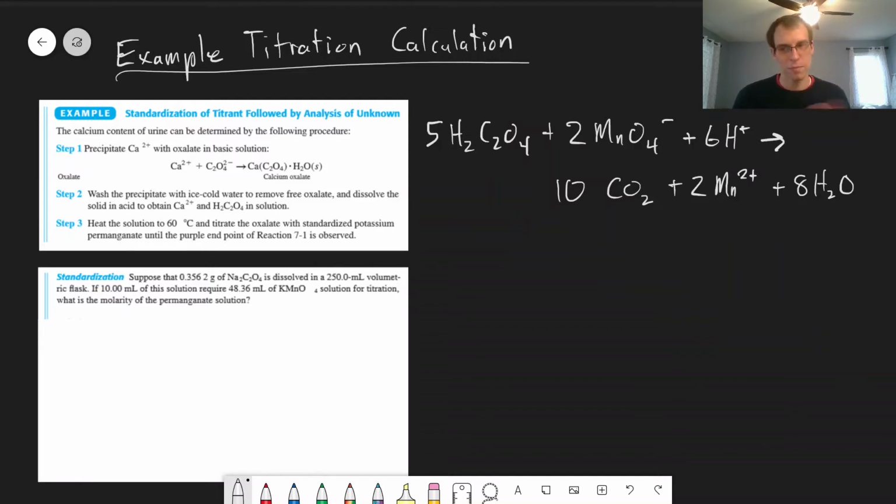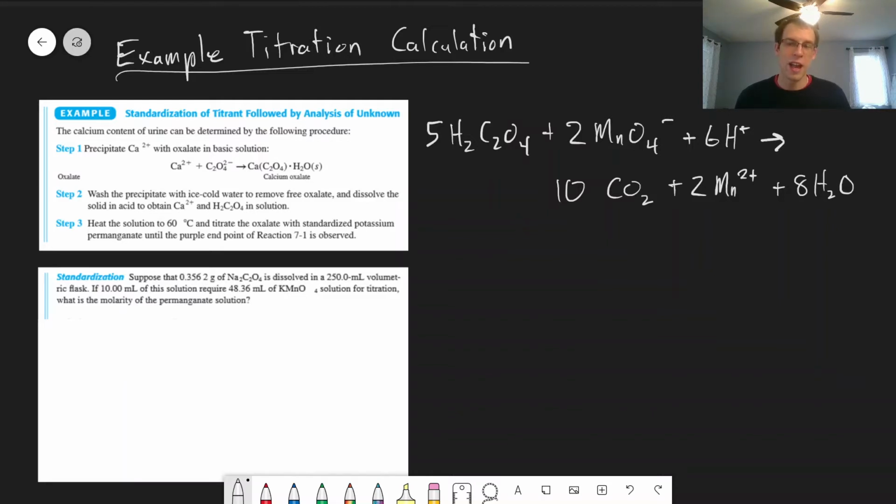It says step 1, precipitate calcium from the solution, the urine solution, with oxalate. So oxalate is the C2O4 2- ion. So the calcium turns into a solid and we form calcium oxalate. All right, so we get the precipitate. We wash that with ice cold water to remove any excess oxalate, and then dissolve the solid in acid to obtain calcium and oxalic acid in solution. So all of our oxalate that's present turns into oxalic acid.